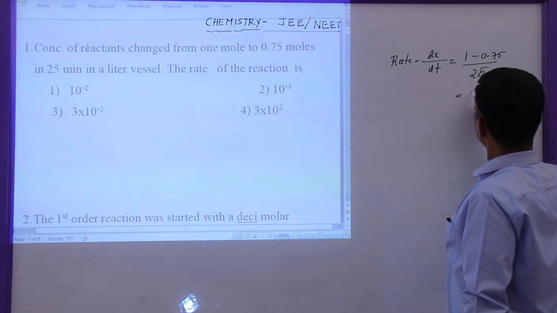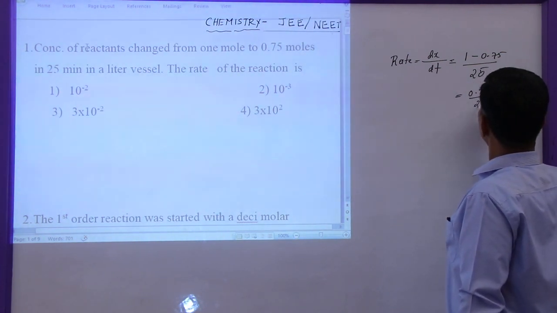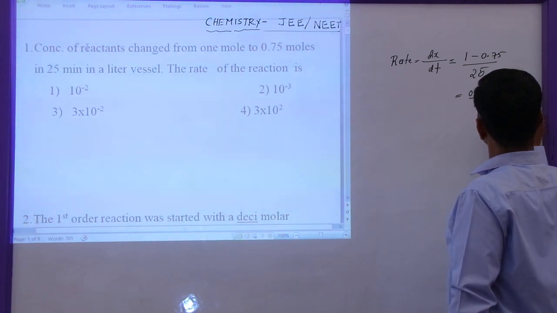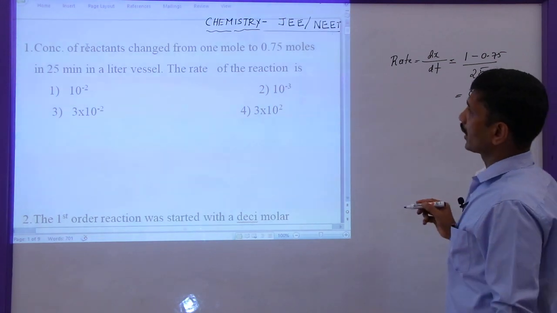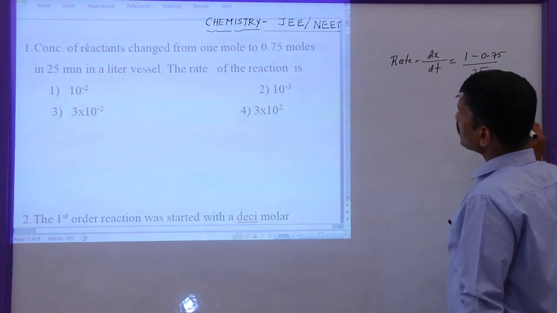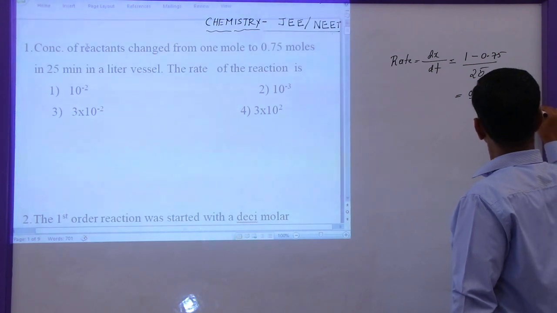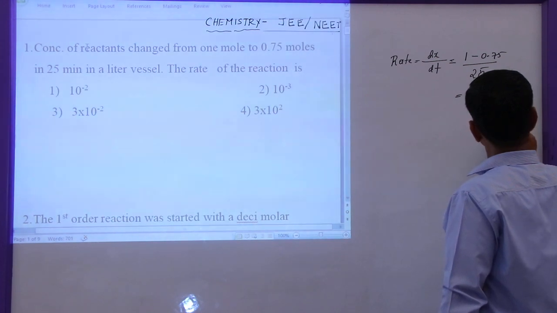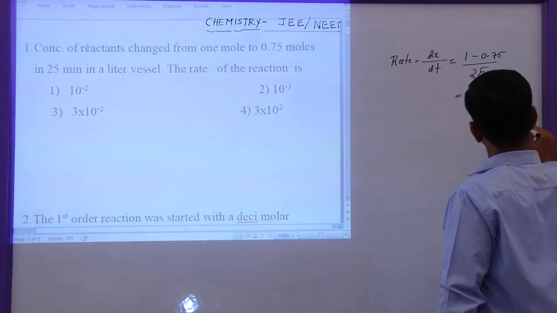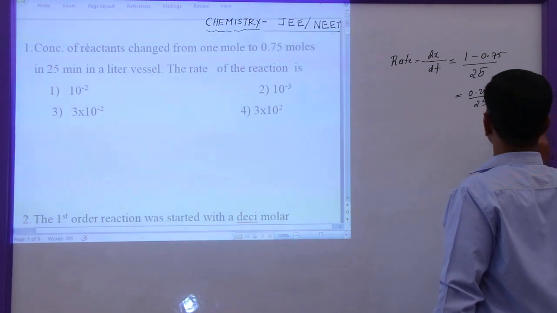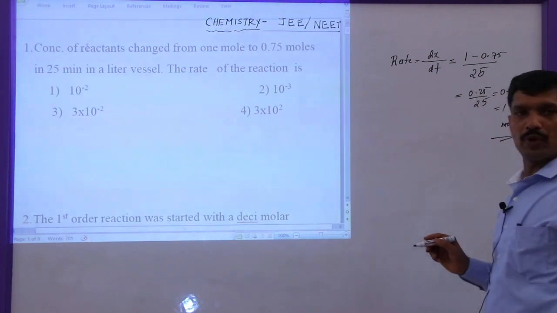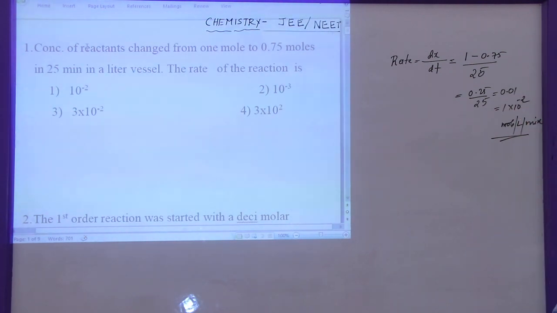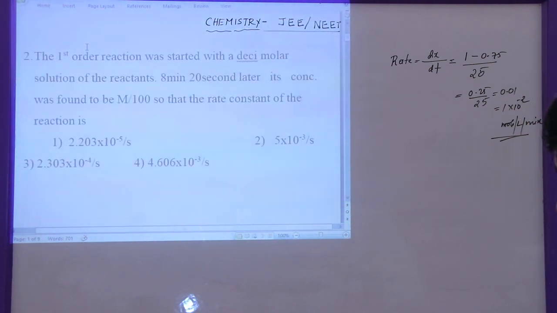So, rate of the reaction is 0.25 divided by 25, which is equal to 0.01, or 1 into 10 to the power minus 2. Okay. So, what is the unit of this one? Mole per liter per minute. So the answer is 1 into 10 to the power minus 2, and the third option is correct. Okay, next I go to the second question.